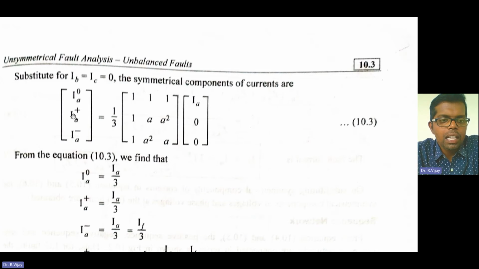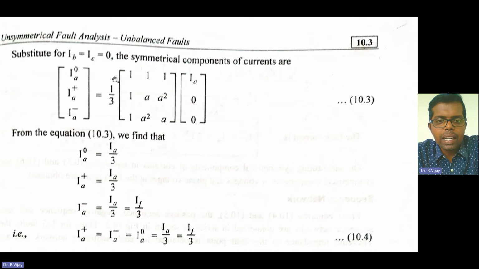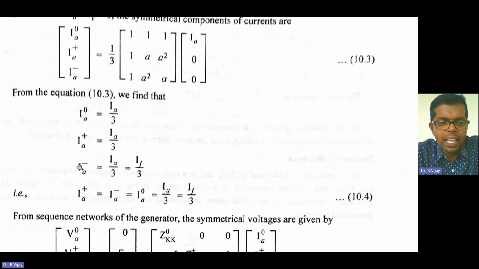Next, IA0, IA positive and IA negative is equal to 1 divided by 3 into the matrix 1, 1, 1; 1, A squared, A; 1, A, A squared. Here we are considering the IB component and IC component as 0. And on further multiplication of these two matrices, you will get IA0 equal to IA divided by 3, IA positive equal to IA divided by 3, IA negative equal to IA divided by 3.